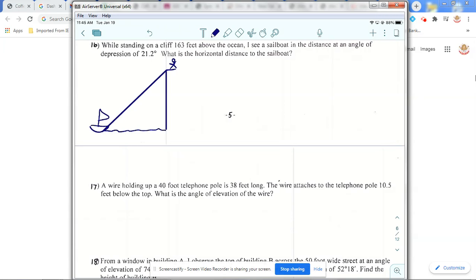All right, so I know how tall the cliff is. And I know the angle of depression. Now the angle of depression is formed with the horizontal, not the vertical. So this angle is 21.2 degrees. Now, I'm not going to draw another triangle because I know that if you're down here in the boat looking up at me, your angle of elevation would be the same as my angle of depression. So instead of labeling the angle of depression and drawing a new triangle, you can just label the angle of elevation. And what I want to know is the horizontal distance to the sailboat. So from the cliff to the boat, we'll call that D.